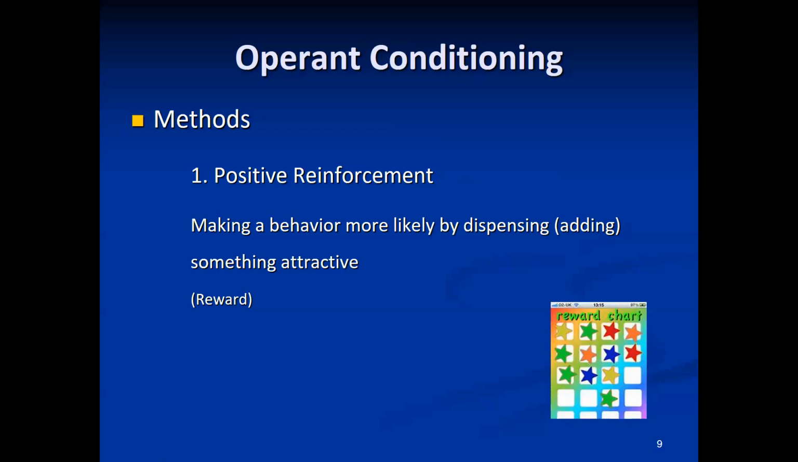With positive reinforcement, a targeted behavior is made more likely by presenting, adding, something pleasant. For example, if a child is given a gold star for tidying his room, then this would make it more likely that he would tidy his room in the future.